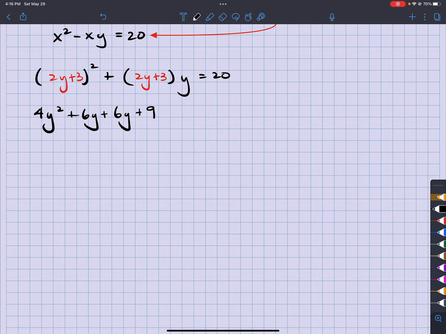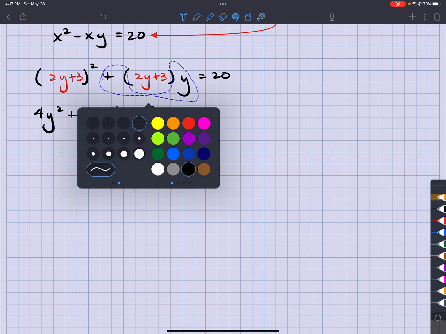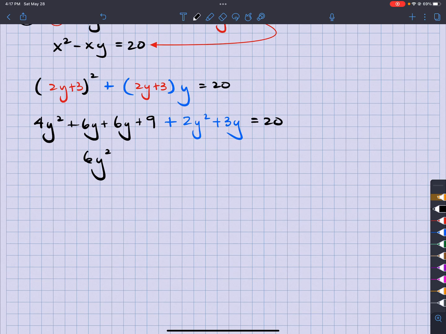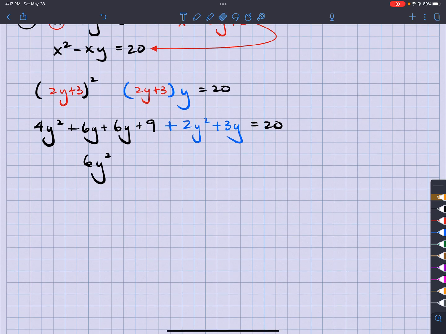Let's do this. All right, let's do this. Let's change that to blue so that you guys can see the difference between the foiling and the distributing. So now this one here, I have to distribute the y. So I'm going to get 2y squared plus 3y, and that's going to equal 20. Combine like terms... hold on. That shouldn't be a plus. Those shouldn't be pluses because this is minus xy. So it's going to be a negative y that gets distributed.